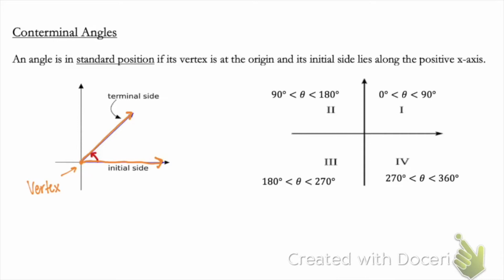We will have some questions later on in this concept that talk about quadrants. So here's a quick review of quadrants of a graph. The first quadrant is in the top right. That's for angles between 0 and 90 degrees. Second quadrant, top left. Third, bottom left. And fourth is the bottom right quadrant.